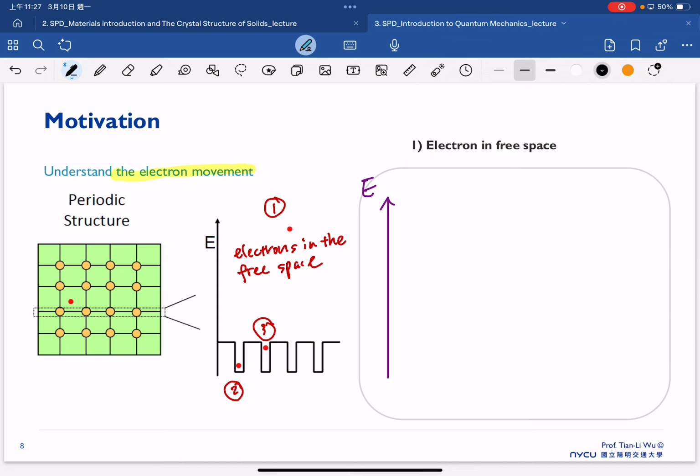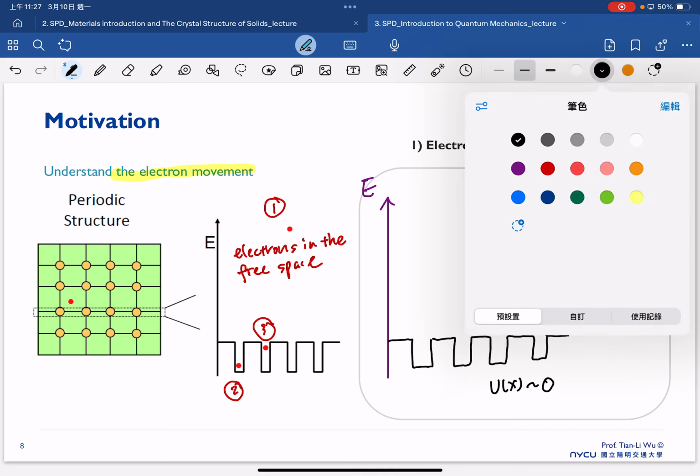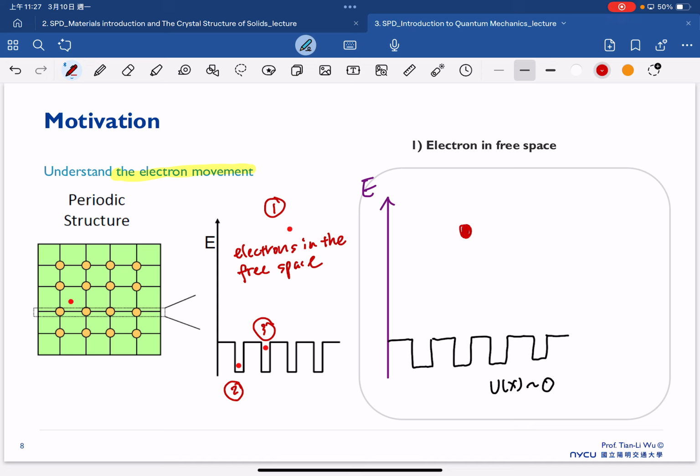In the case of an electron in free space, we can consider our potential U(x) equal to 0. If our potential is equal to 0, that means the electron moves inside free space. So this is the first case that we will discuss.